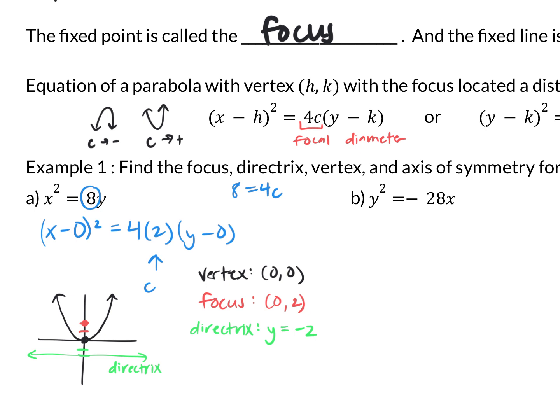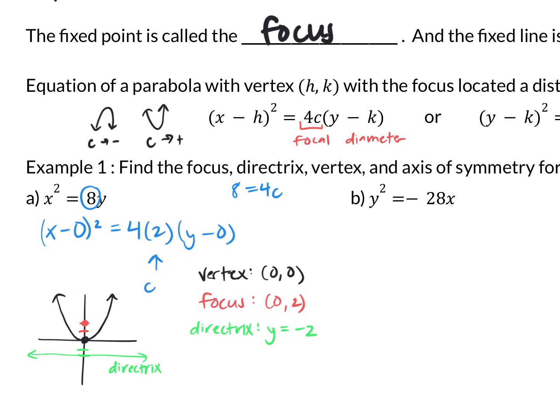Now this one's nice because it started at 0, 0. So it's adding 2 and subtracting 2 from 0, right? Now that vertex point might be at a different value. It might be at like 1, 4. It might be at 3, 6, right? So your focus is going to change and your directrix is going to change based on where that vertex point is.